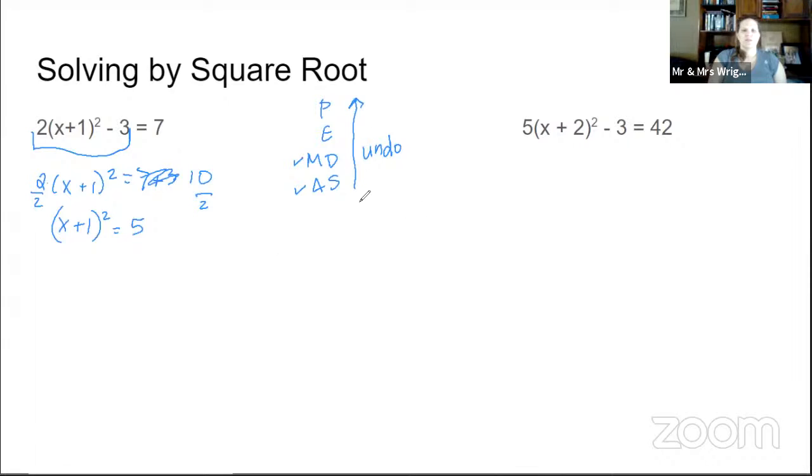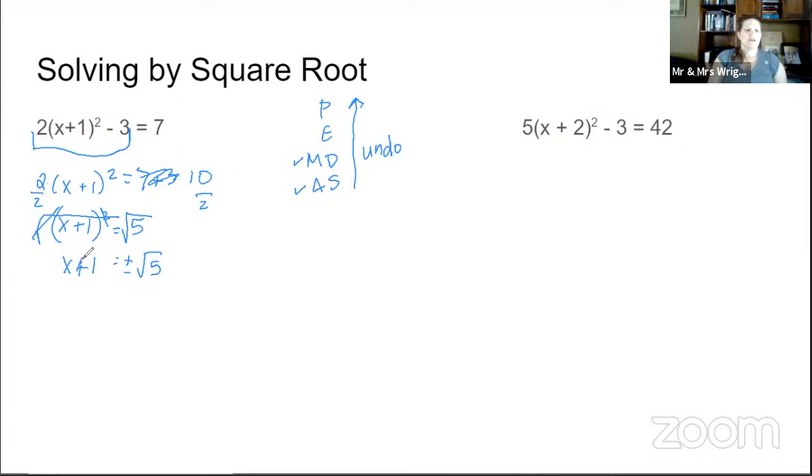All right, so continuing up, climbing up the ladder of PEMDAS, my next one is exponents. I need to undo the exponent, and that will naturally remove my parentheses. So if I undo my exponent, I have to use a square root to undo my square. And if I do it to one side, I've got to do it to the other. Remember to write my plus or minus here. So I'm going to have x plus 1 is plus or minus the square root of 5.